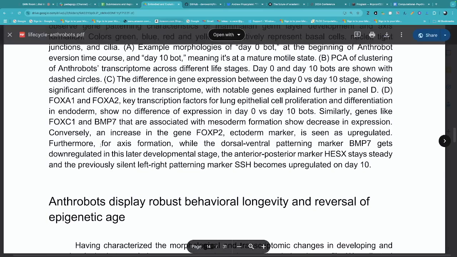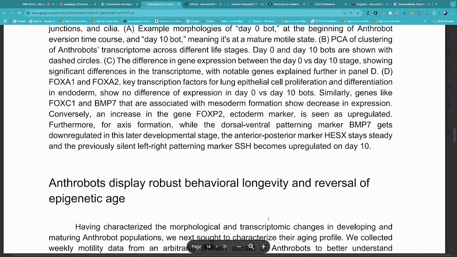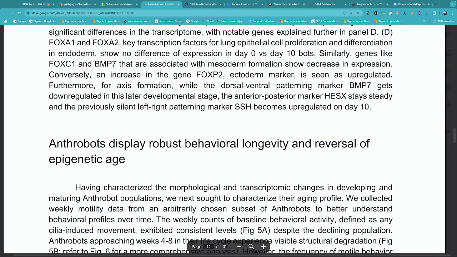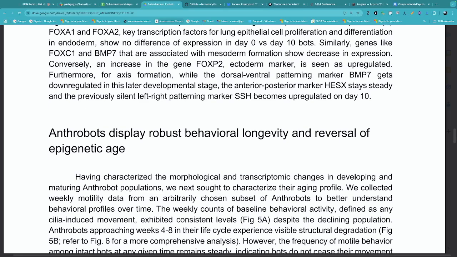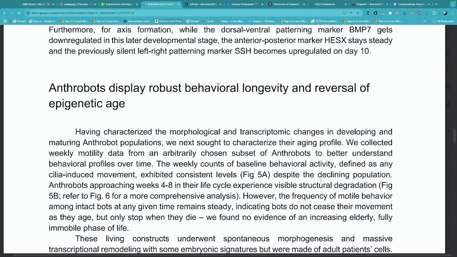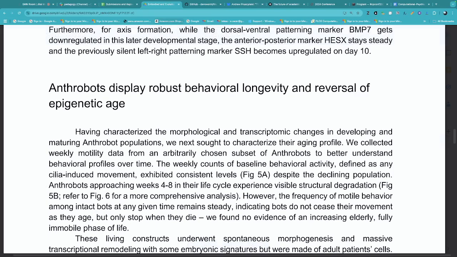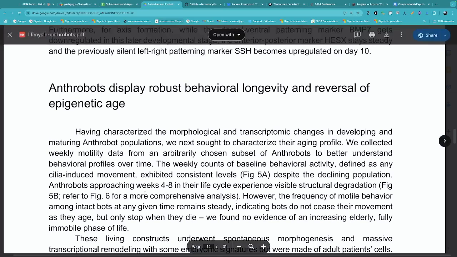So finally, anthrobots display robust behavioral longevity and reversal of epigenetic age. As they age, we get this behavioral longevity, and we get these mature anthrobots. And they start to change in terms of their population size. Anthrobots approaching weeks 4 to 8 in their life cycle experience visible structural degradation.